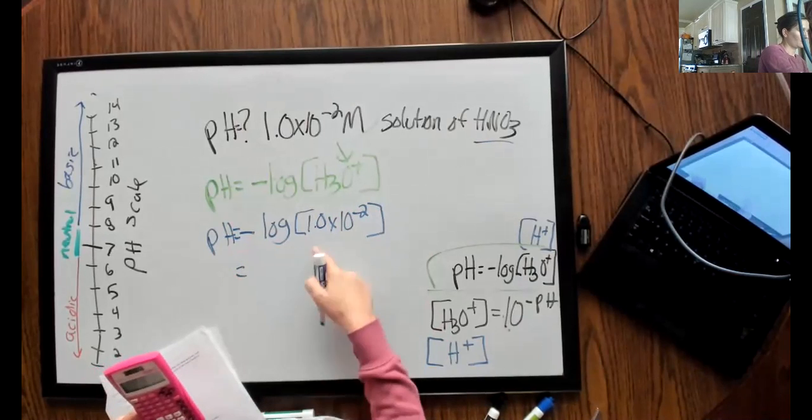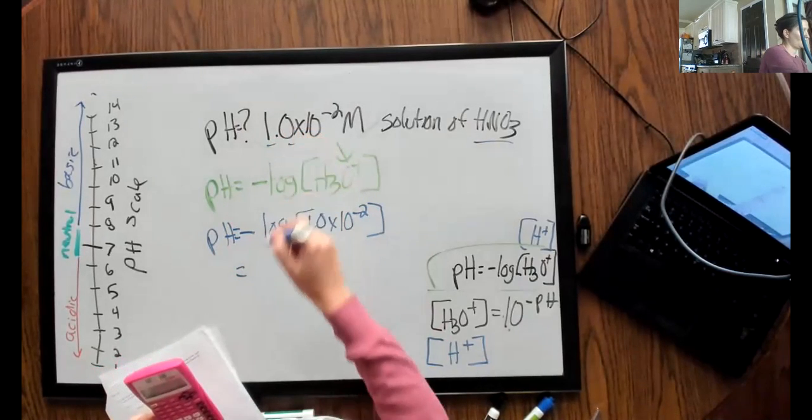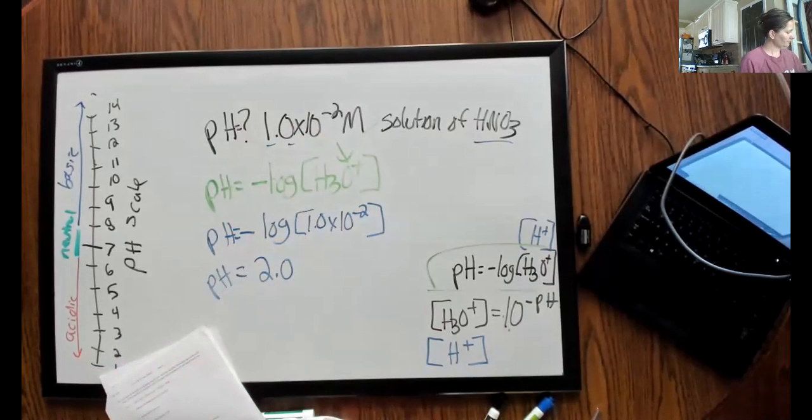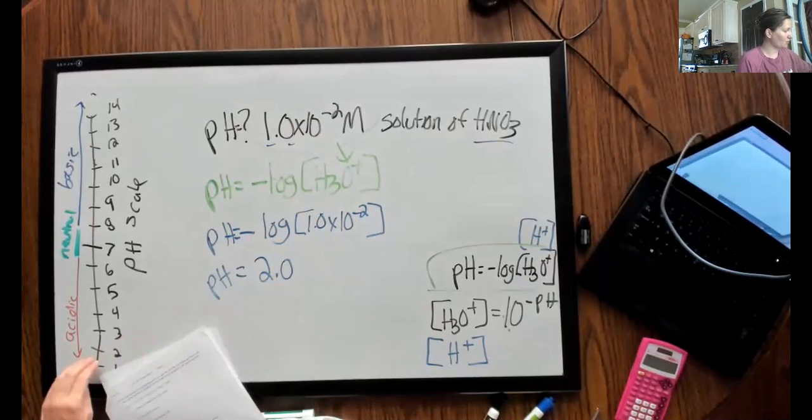I'm going to use 2 sig figs because they had 2 there. I get 2.0, and that's my pH. So way down here, yes, it is acidic. So if the question asks, would this be acidic or basic, you would be able to answer that as well based off the pH and comparing it to the pH scale.